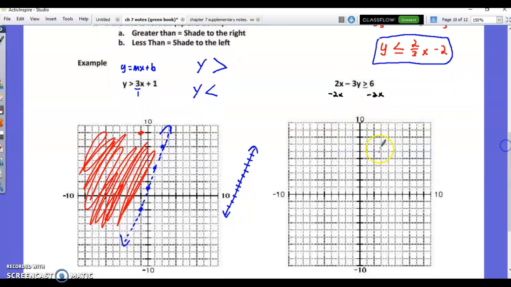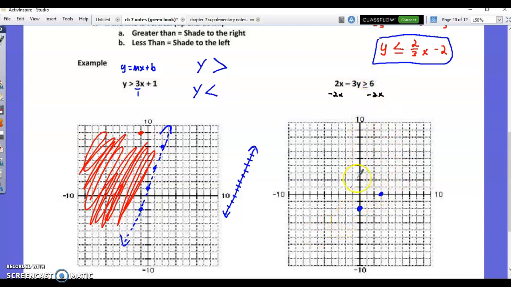I am starting at -2, so I start at my origin, I go down 2, and I put a dot there. Then I do my slope. I go up 2 to the right 3. So up 2 to the right 3, and I put another dot. I can keep going, or I can just leave it. You don't need to keep going.